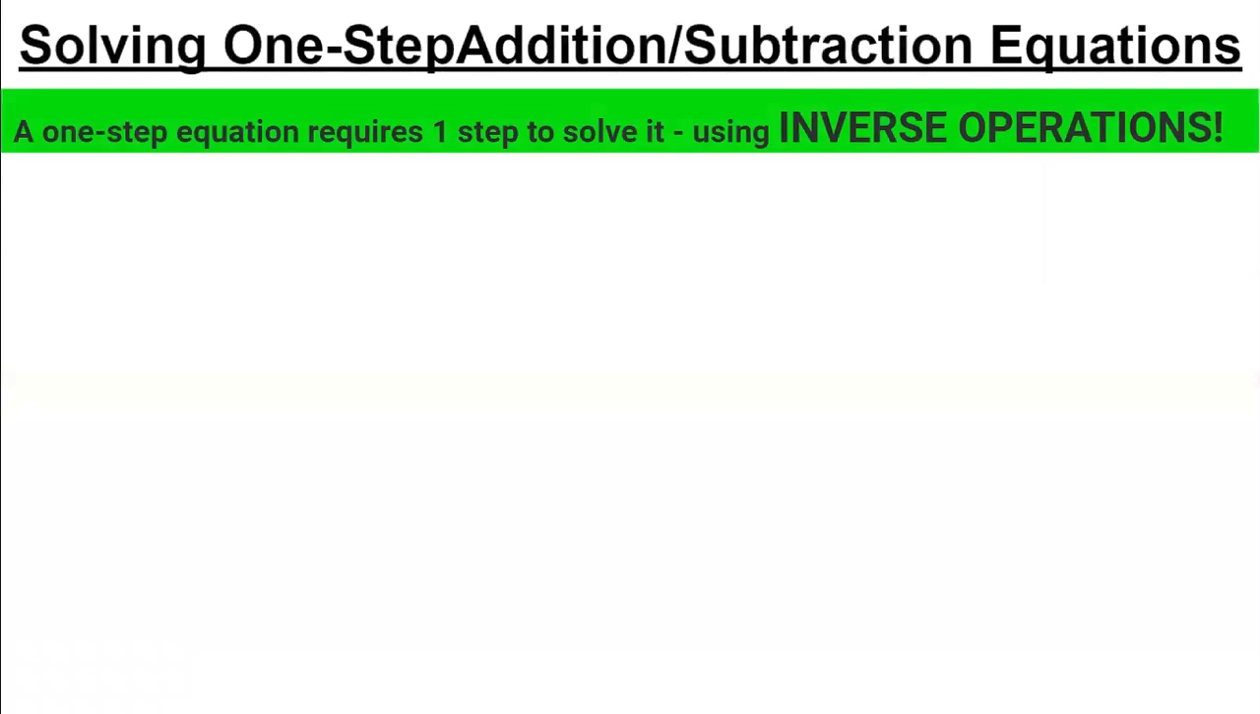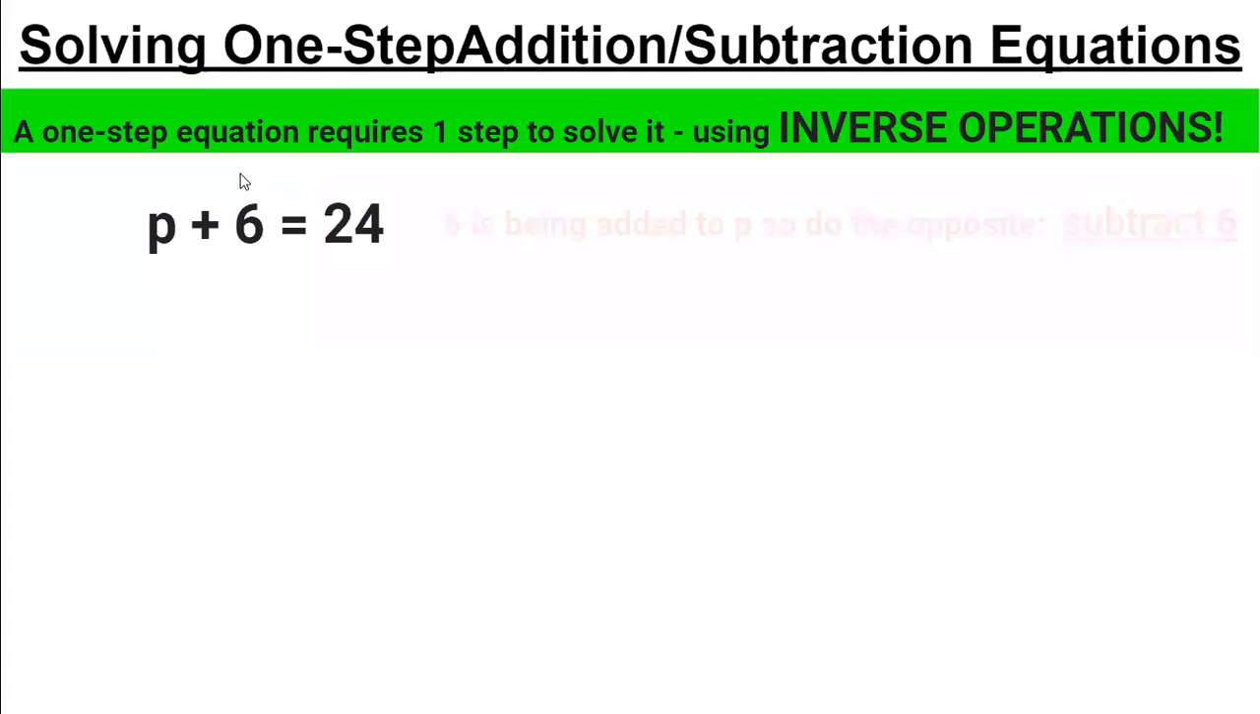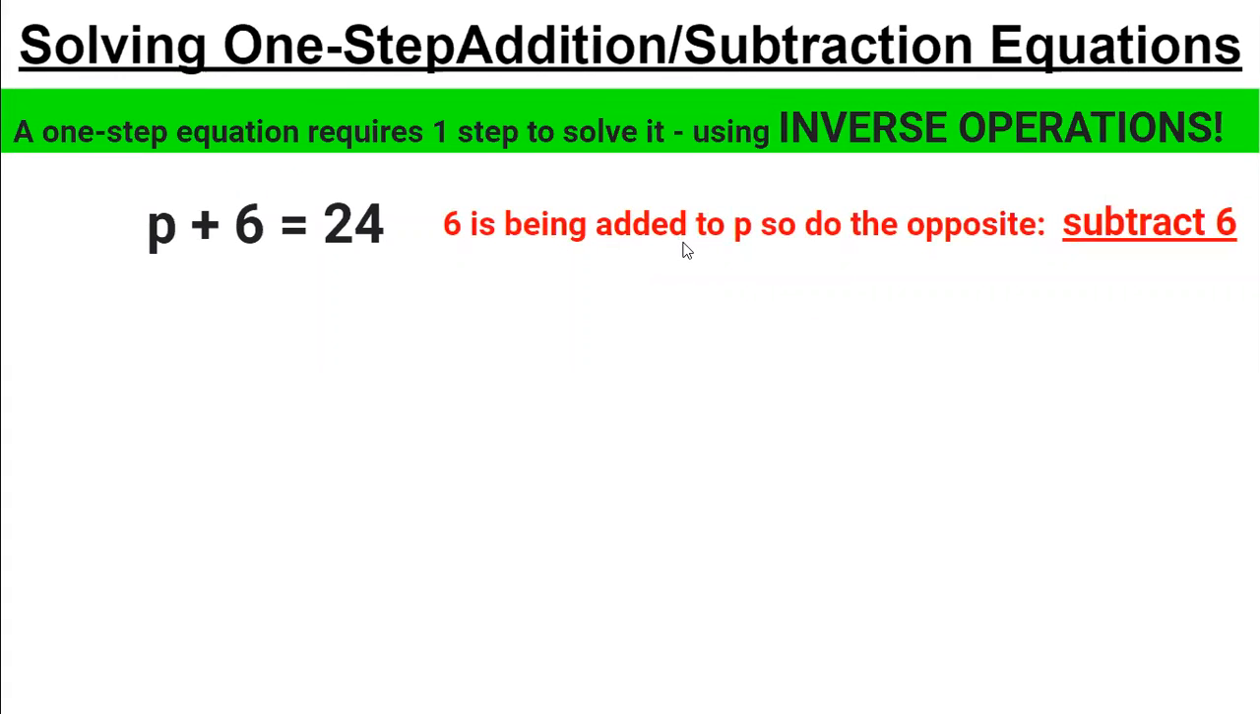Let's see how to do this. So a one-step equation requires one step to solve it using inverse operations. So we have p plus 6 equals 24. So some number here plus 6 will get me to 24. Now I know you can probably do this one in your head, but I want to show you the steps, and these are going to become very important that you do the steps. So we have to use inverse operations. We're adding a 6. We have to subtract a 6. 6 is being added to p. So we have to do the opposite. We have to subtract 6. So we're going to subtract 6.